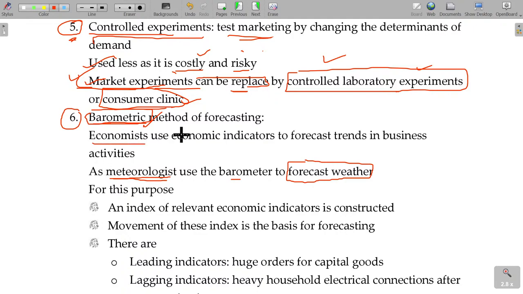Similarly, economists use some economic indicators. So what the barometer says, what the Fahrenheit says, whether we have fever or not. What's the perfect temperature we need to have in Fahrenheit? What's the perfect temperature we need to have? Sir, I don't know, sir. Anyhow, I'm perfect, sir.